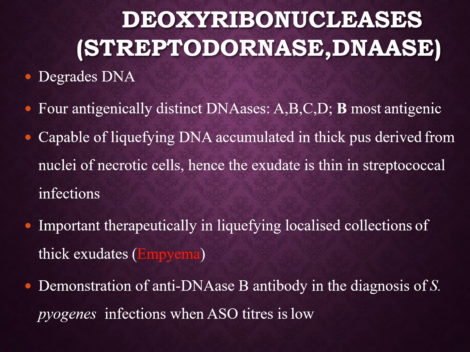So the exudate in streptococcal infection is very thin, and it is therapeutically important in liquefying localized collections of thick exudates. The demonstration of anti-DNase B antibody is useful in the diagnosis of Streptococcus pyogenes infections when the ASO titers, that is the anti-streptolysin O titers, are low.